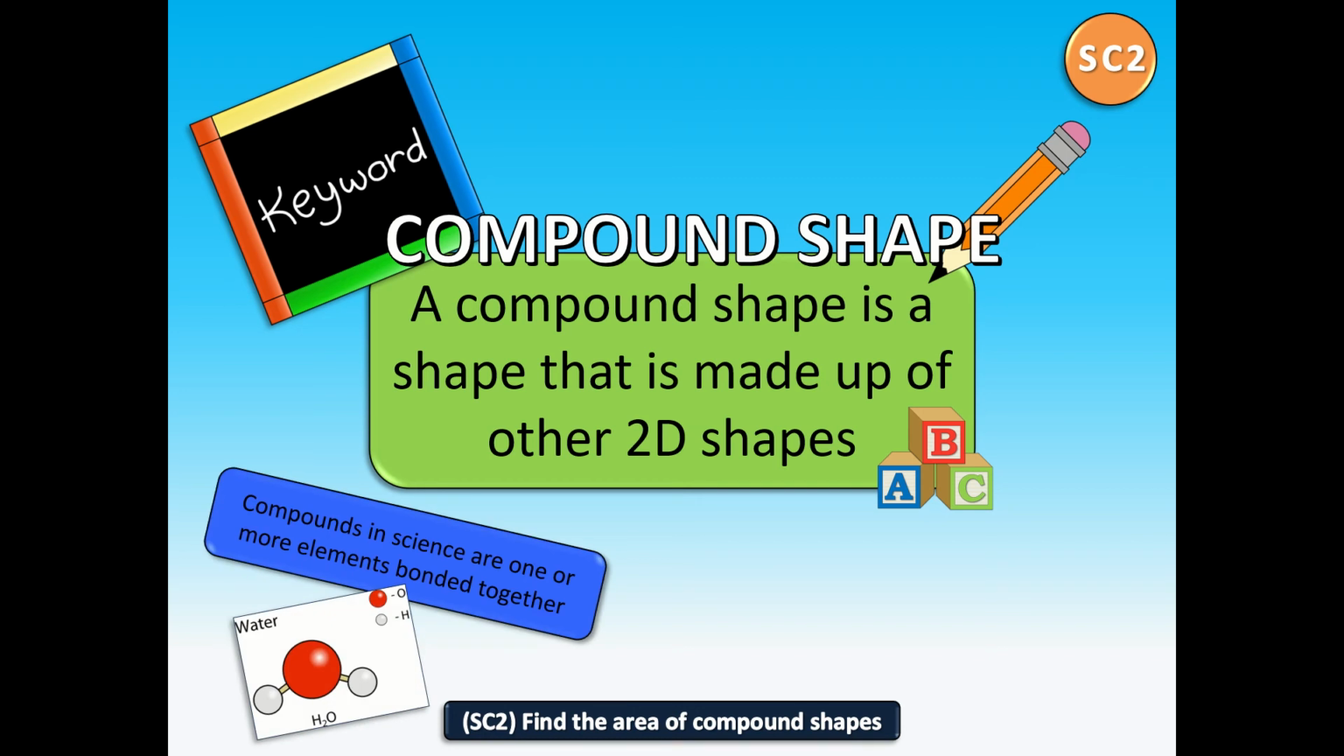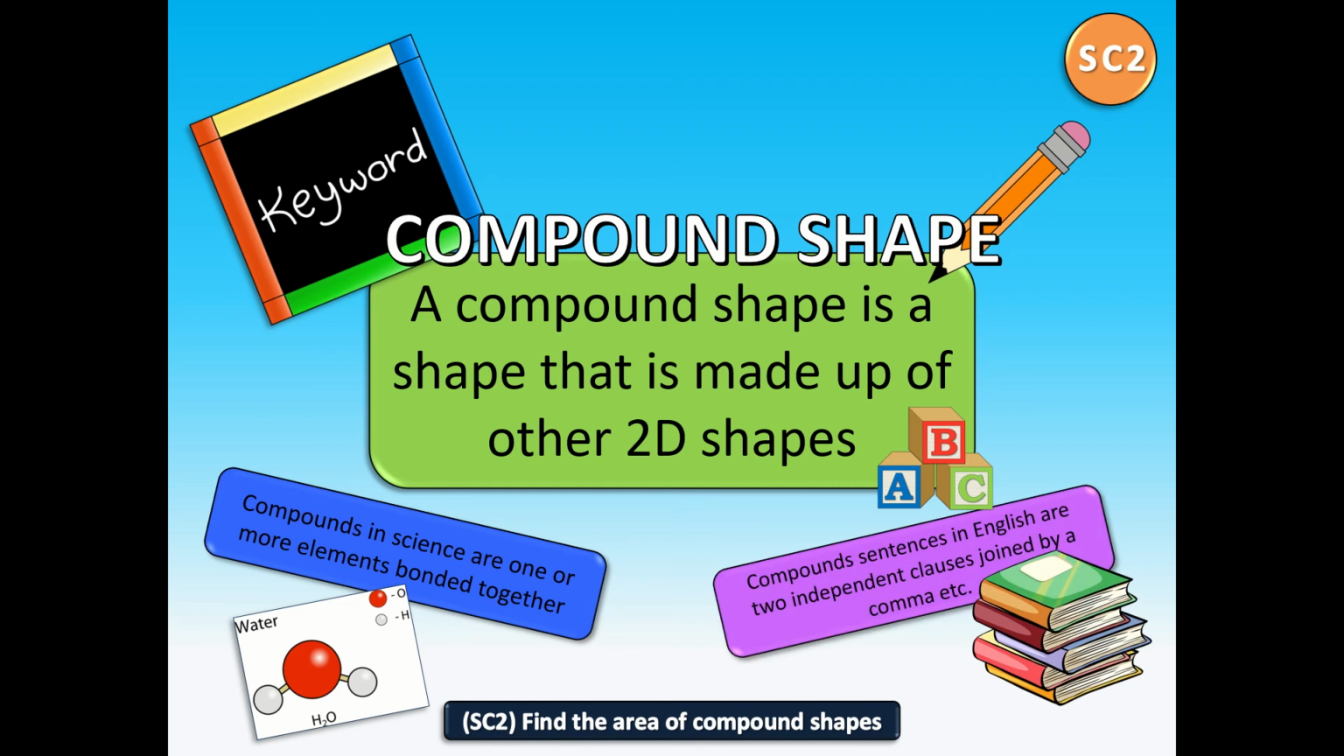Compounds in science are one or more elements bonded together, and compound sentences in English are 2 independent clauses joined by a comma.